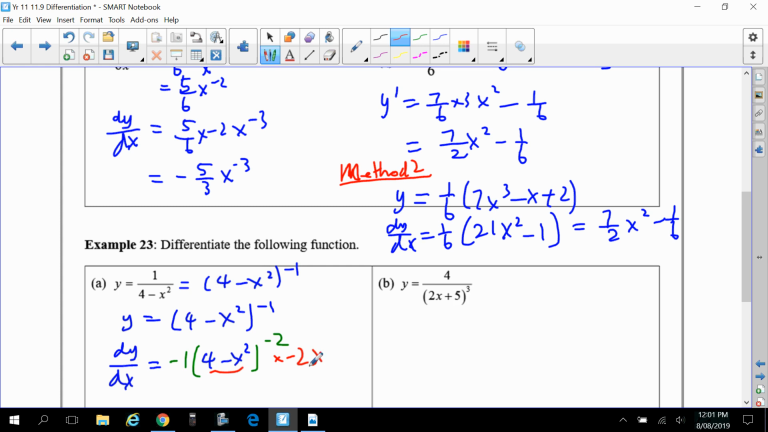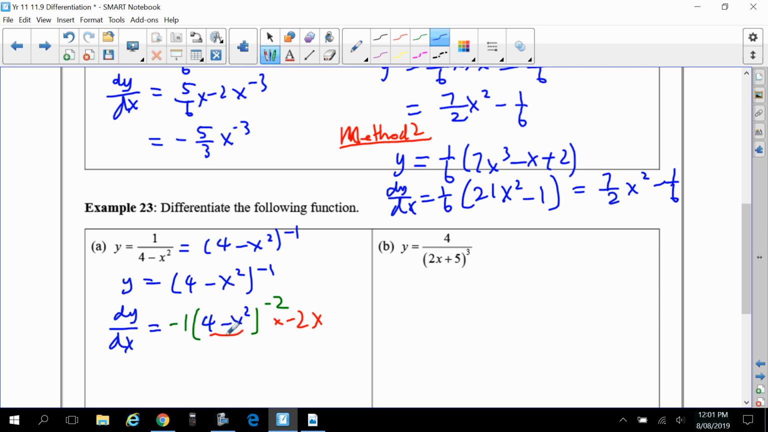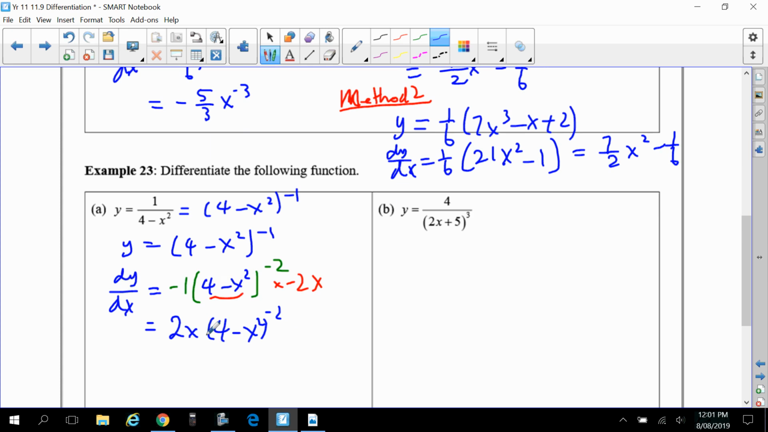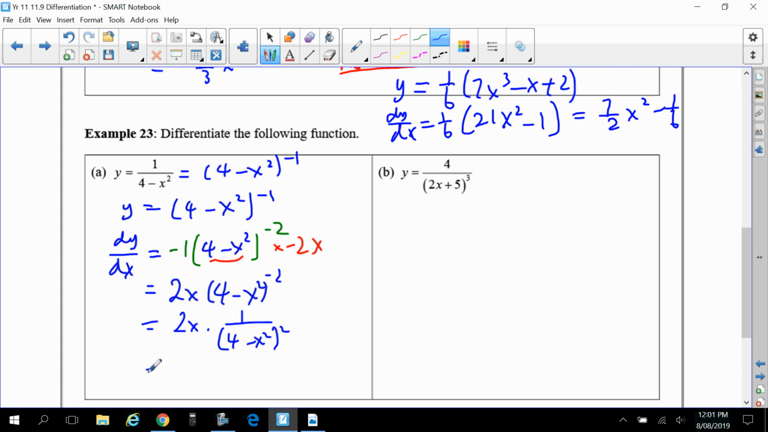And you need to simplify it. So let's do it slowly. Negative, negative, positive, 2x. And then you do over something. So you get 2x, 1 over (4 minus x squared) squared. And then you get 2x.